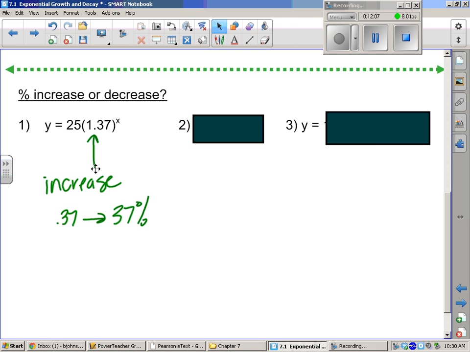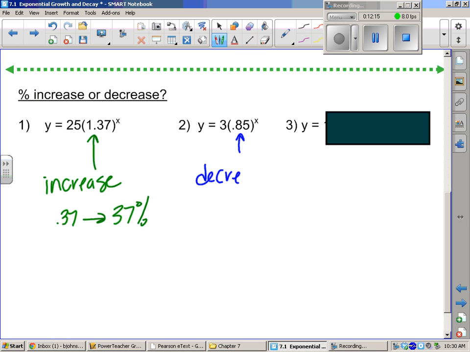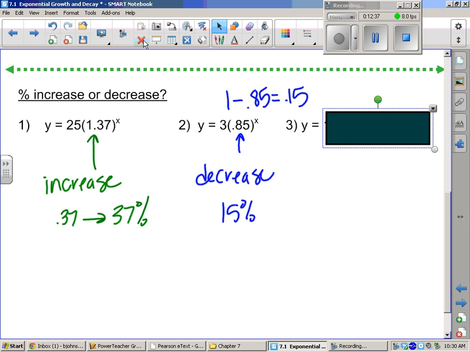All right, well, now we compare it to 1. Is it more or less? It's less. So we do 1 minus 0.85, which is 0.15. That's what it's decreasing by. Right. So you kind of do it backwards to figure out what it is. You're thinking how many more than 100% or how many less than 100% it is. Yep. So it's not just that number in there.